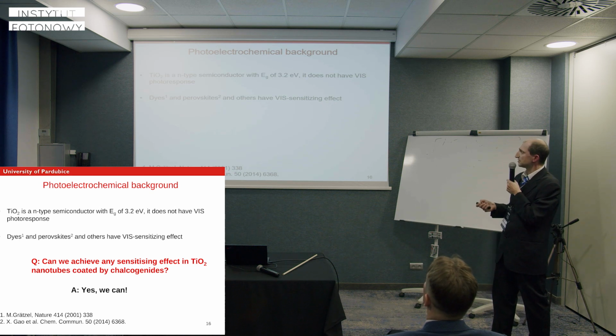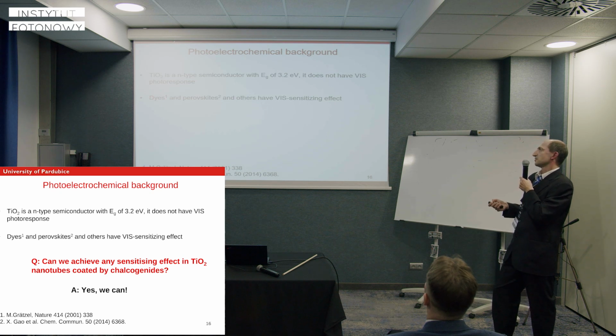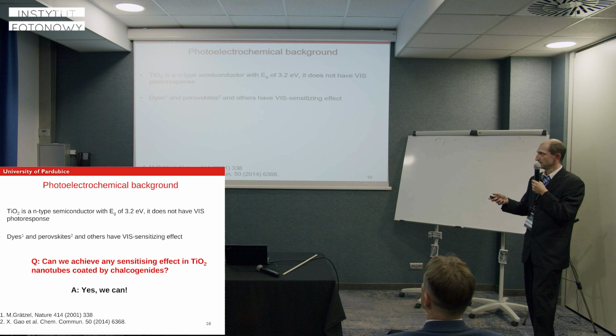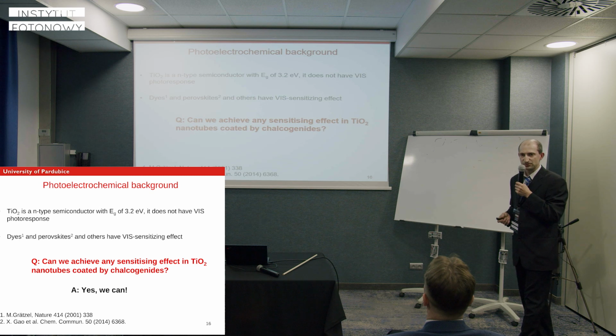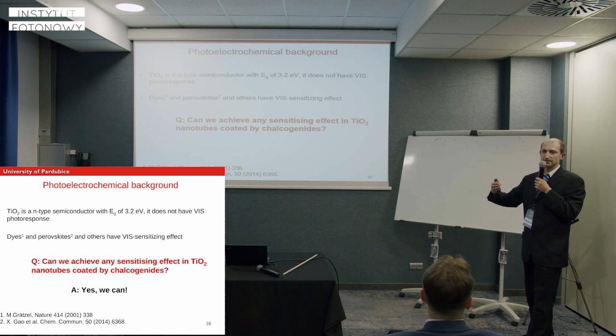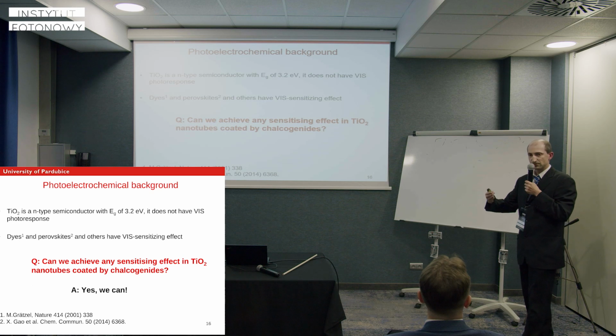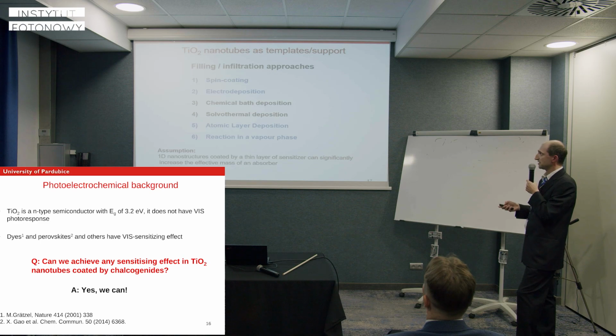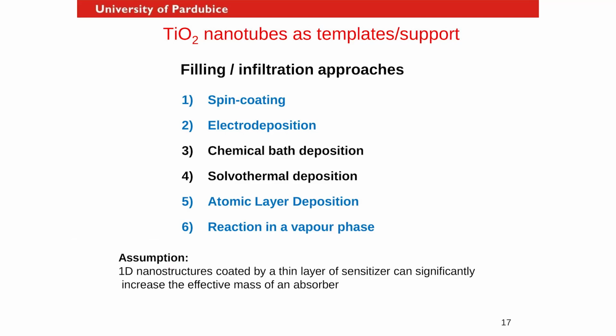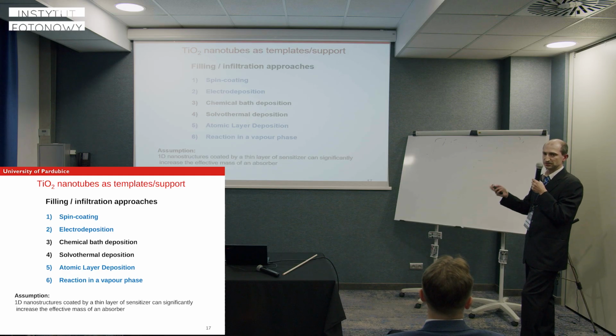There are some papers that say that if you combine them with organic dyes or perovskites or other materials, you can sensitize these tubes to visible light. But the question is if you can do that with chalcogenides, which are also one of the best inorganic materials for solar cells. And you can say, yes, we actually can, and there are many possibilities for how to do that. For example, you can do it using spin coating. That's a solvent solution. You can dissolve the material and just drop it on the top.